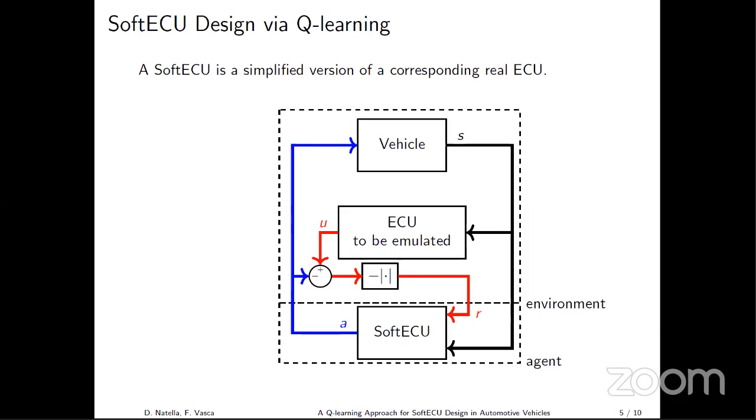The soft ECU receives the information about the state of the vehicle at each timestamp, and the output of the soft ECU is an action which belongs to the set of possible actions from that state. The actions of the soft ECU influence the time evolution of the vehicle, as it is shown in the figure.